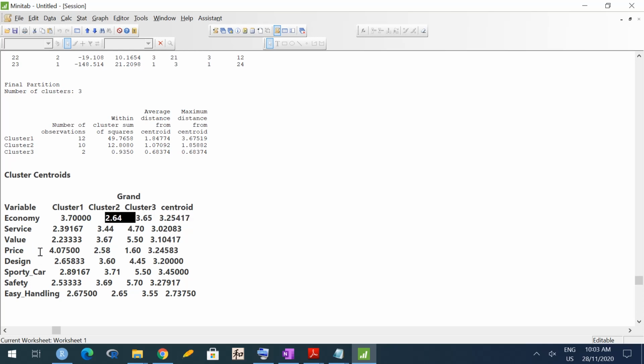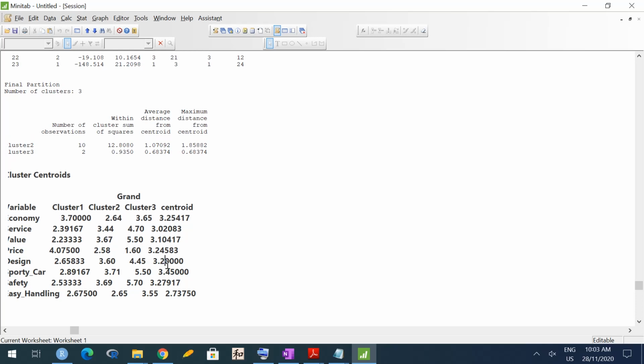Okay, now let us consider price. Price wise, cluster 1 is higher than average. Average price was 3.24, whereas cluster 2 and 3 are lower than average. So 3 is actually much lower. So cluster 3 basically consists of inexpensive cars.